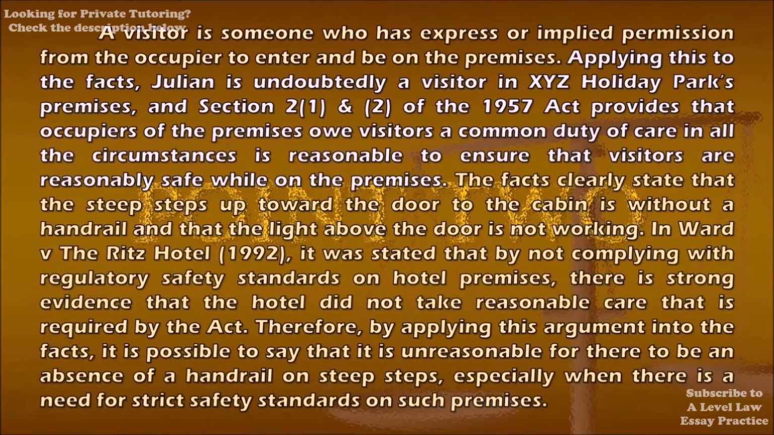Applying this to the facts, Julian is undoubtedly a visitor in XYZ Holiday Park's premises, and Section 2 Sub 1 and Sub 2 of the 1957 Act provides that occupiers of the premises owe visitors a common duty of care in all the circumstances as is reasonable to ensure that visitors are reasonably safe while on the premises. The facts clearly state that the steep steps up toward the door to the cabin are without a handrail, and that the light above the door is not working.